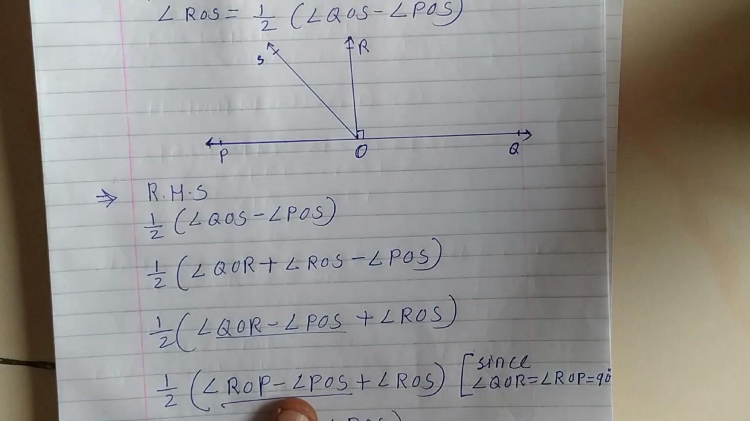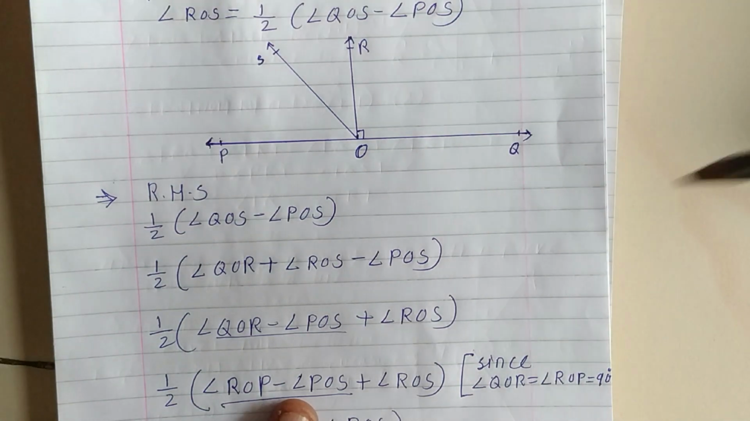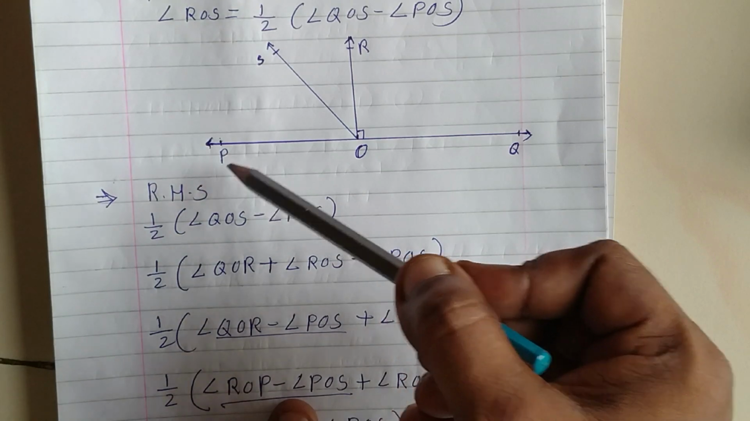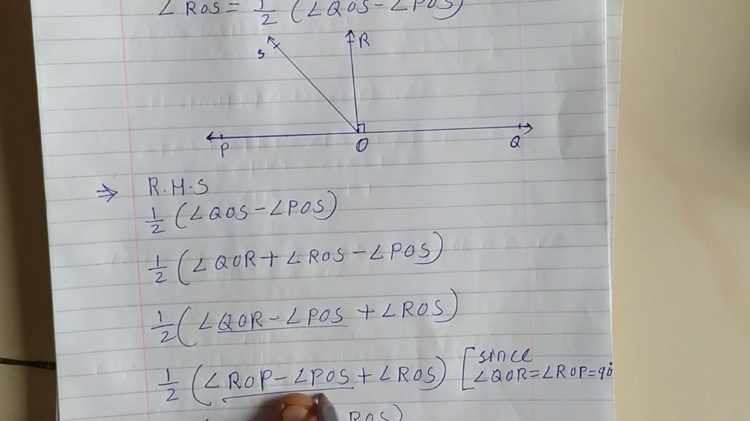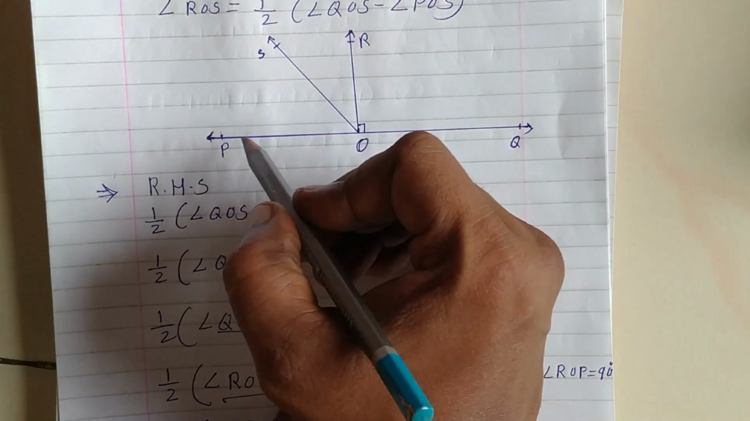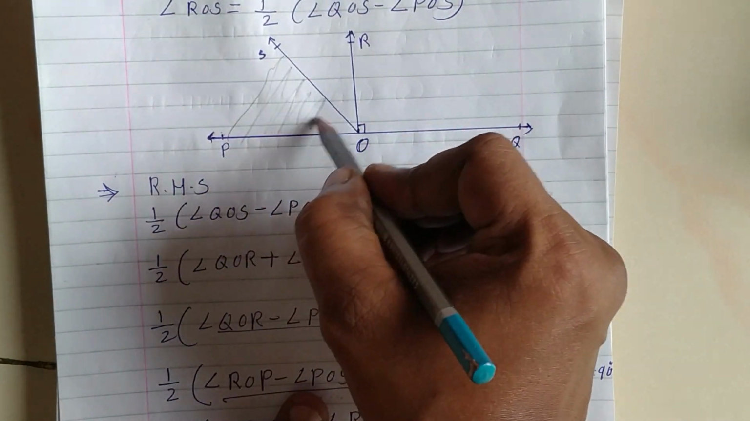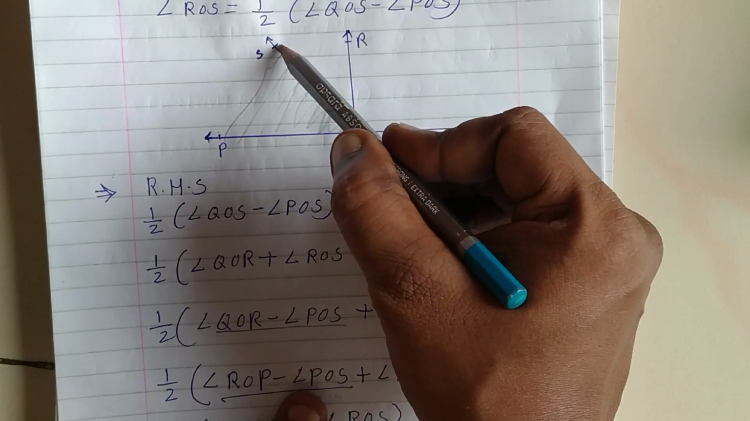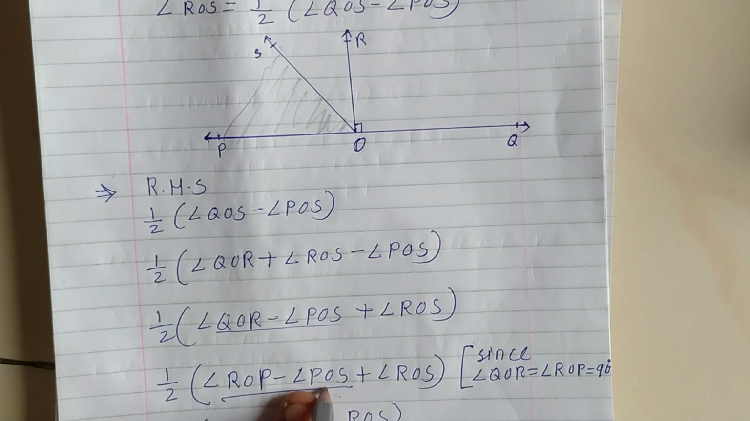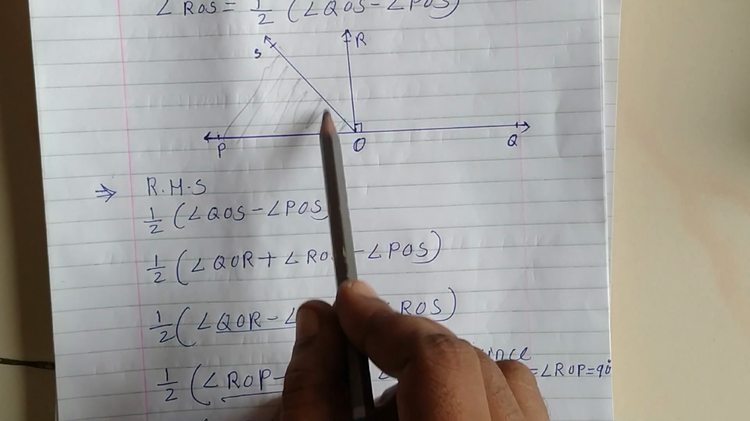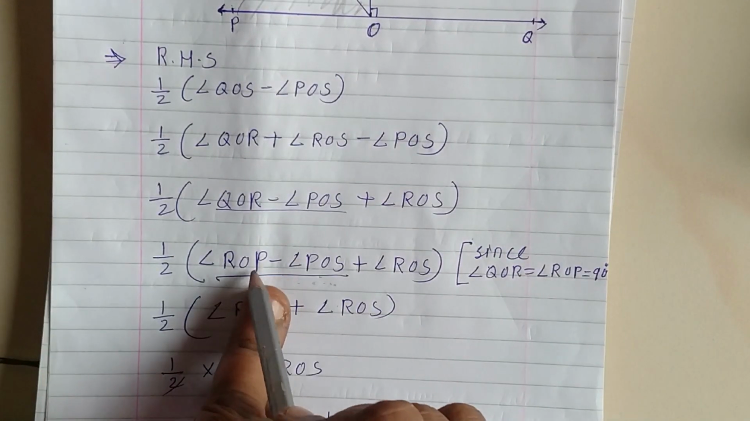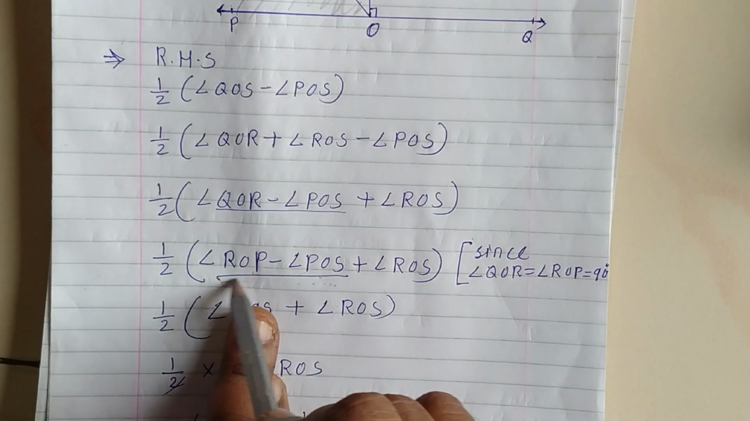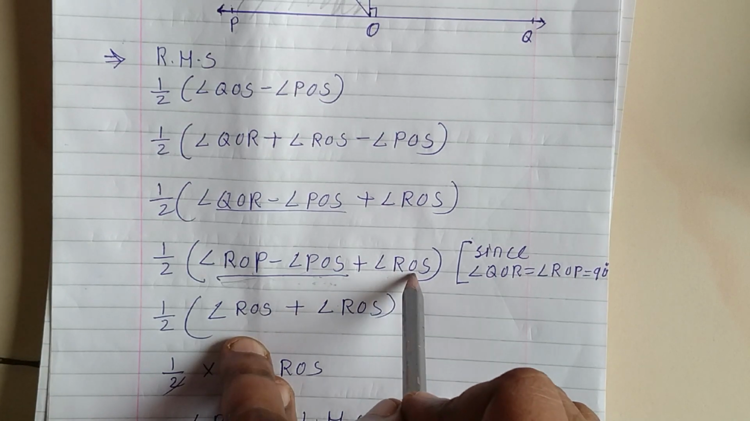If from this ROP, just 1 minute, if from this ROP I will subtract POS, suppose I am subtracting this POS, यानी माइनस कर दिया, यानी ये हट गया. Now which angle will I get? ROS. That is why I brought this in second place, because POS I can subtract from ROP. That is why here angle ROP minus angle POS plus ROS.